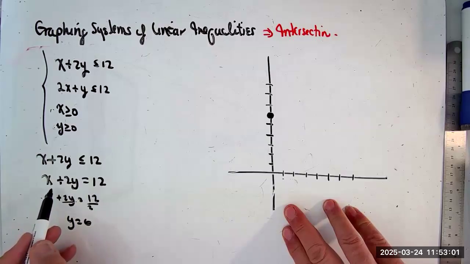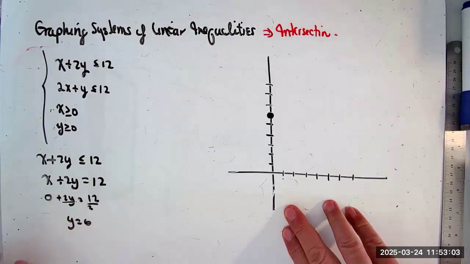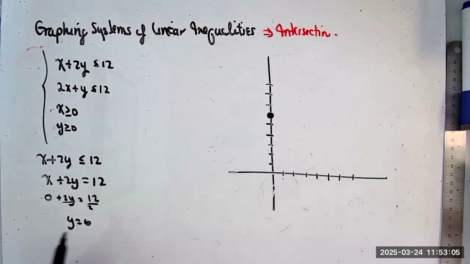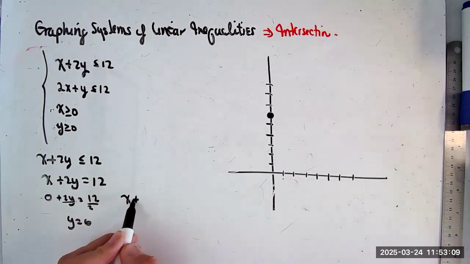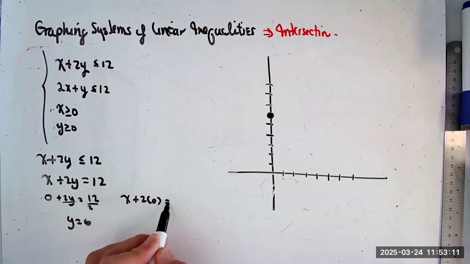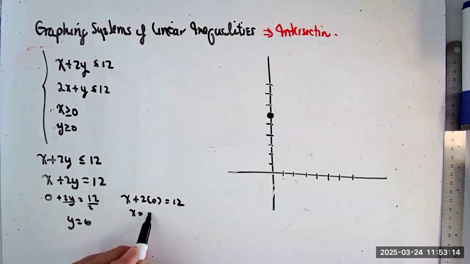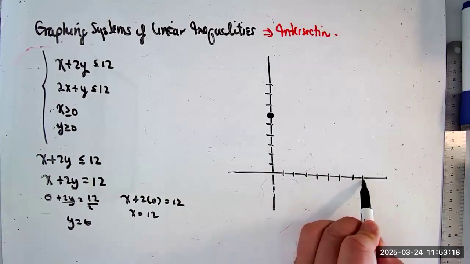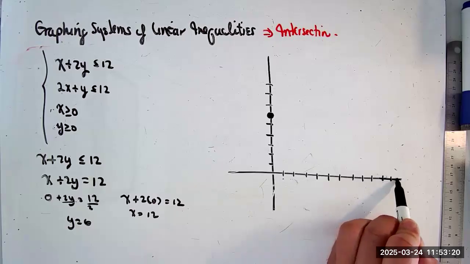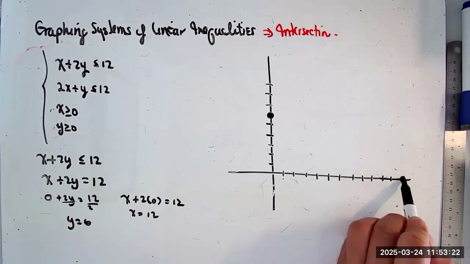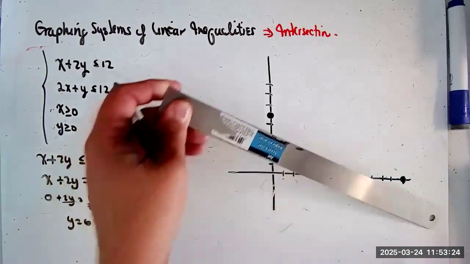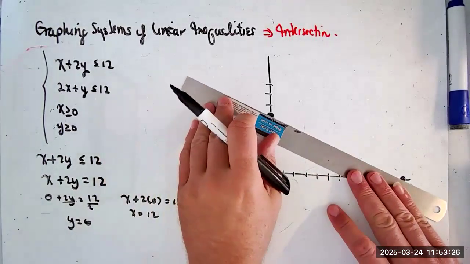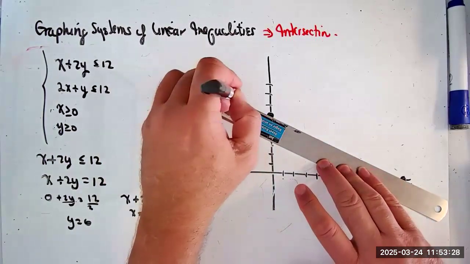And then when y equals 0, x equals 12. Okay, I'm out of the plane. So let's see, what do I have? x plus 2 times 0 equals 12. x equals 12. 1, 2, 3, 4, 5, 6, 7, 8, 9, 10, 11, 12, give or take over there. So this will be my first boundary line.